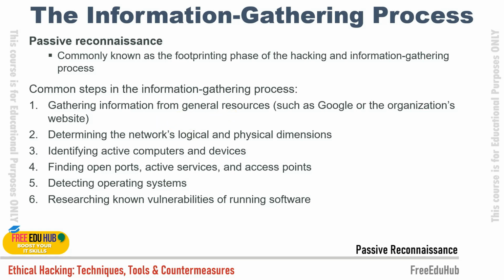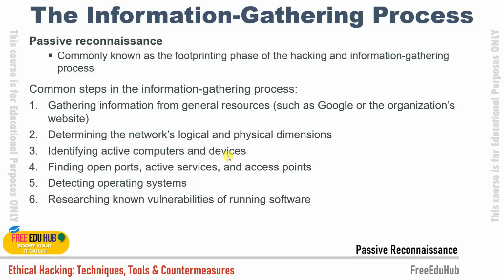Now, common steps in footprinting or information gathering processes: gathering information from general sources such as Google and the organization website. They can use Google, or they can find on the organization website the email addresses, contact details, the kind of technologies or services rendered by that organization, what the hierarchical structure is, and all those different things. Determine the network's logical and physical dimensions. How big is the institution or organization? How many branches do they have? What sort of communication technologies are they using?